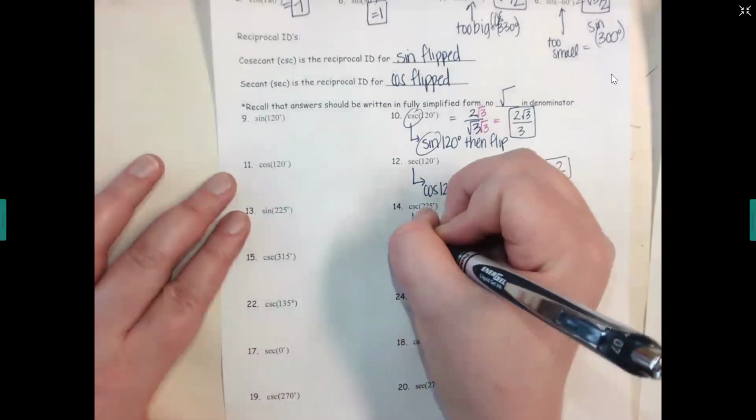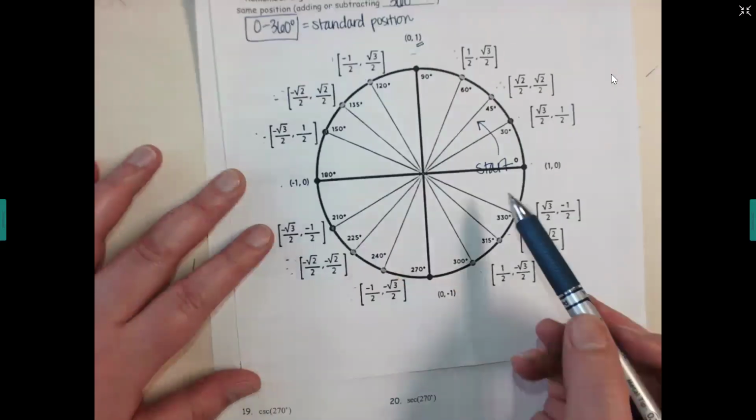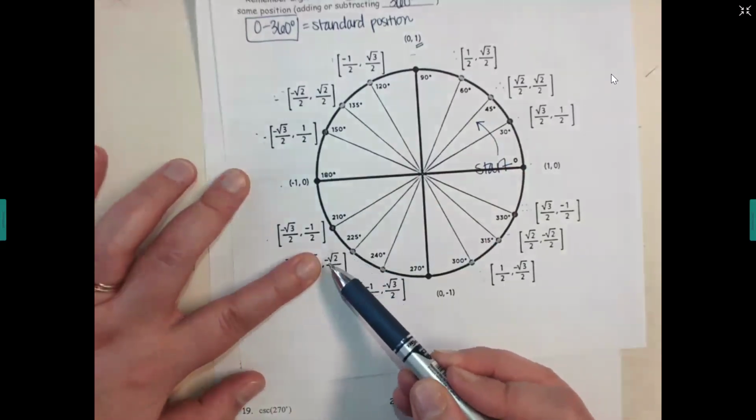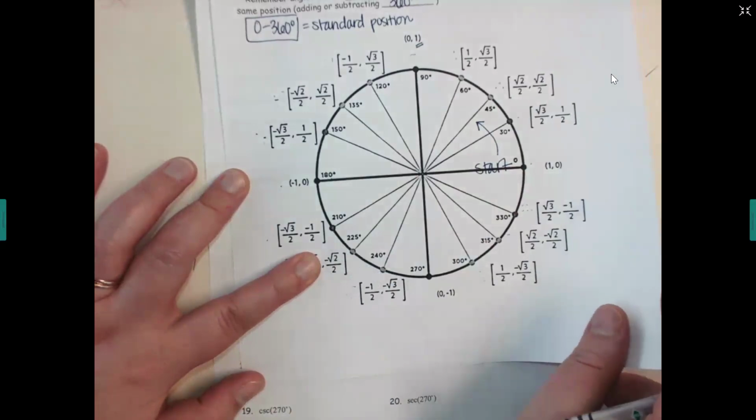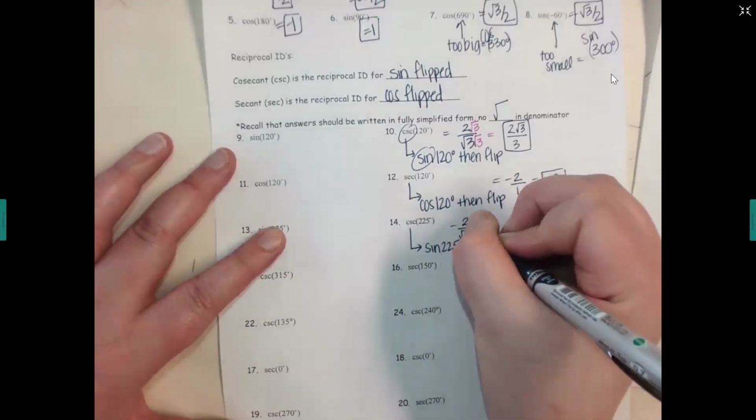Okay, next one, I want CSC of 225. Well, then I'm going to find the sine of 225. Then I'm going to flip it. So let's look on our circle for 225 degrees. We know that sine will be the y value. So 225 is here. I see my y value is negative root 2 over 2, and then I'm going to flip that. So instead of negative 2 root 2, it'll be negative 2 over square root 2, like that.